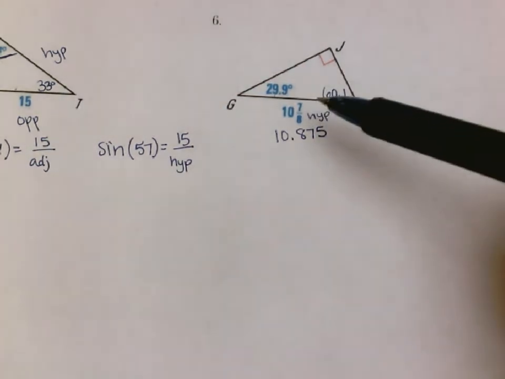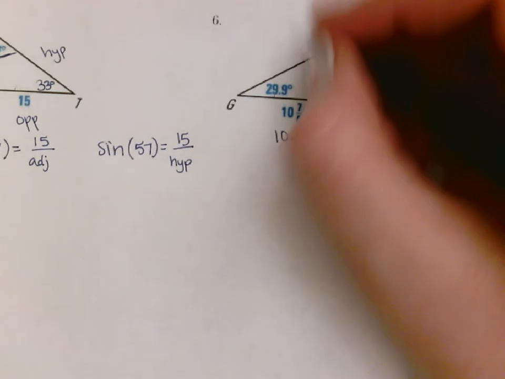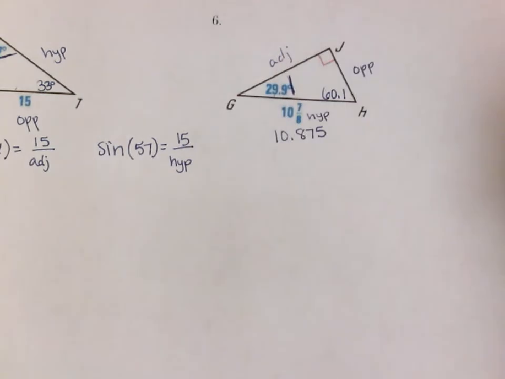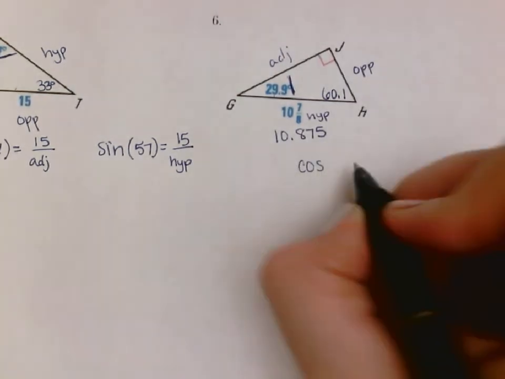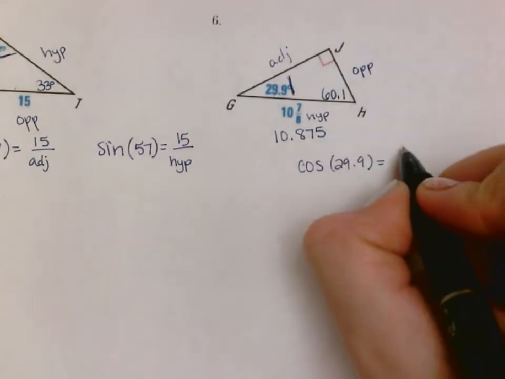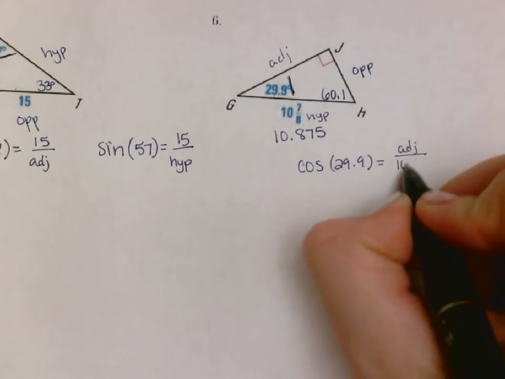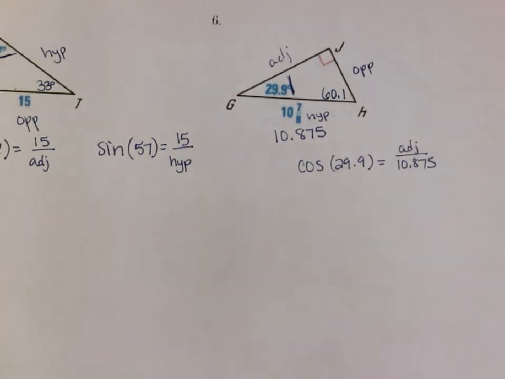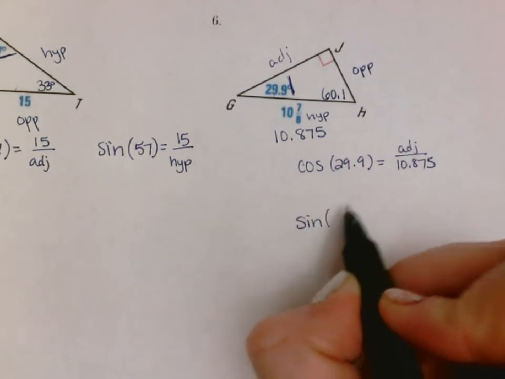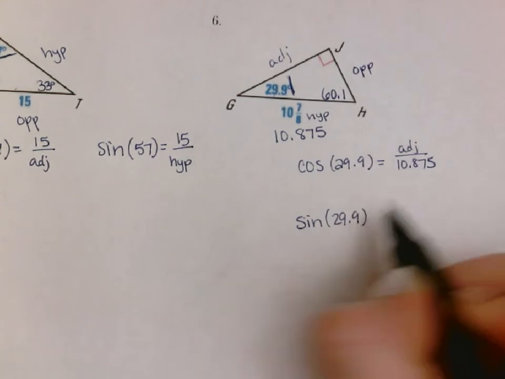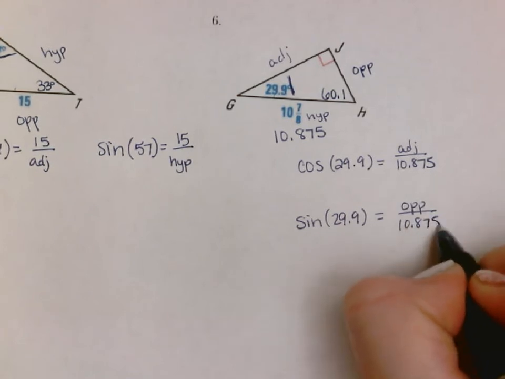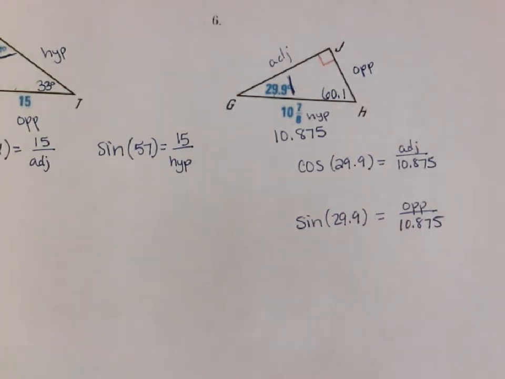On this one here, this is the hypotenuse. So I'm going to use sine and cosine. I'm going to do it based off the 29 degrees. So based off the 29 degrees, this is opposite. This is adjacent. So cosine of 29.9 is equal to adjacent over 10.875. And then sine of 29.9 is equal to opposite over 10.875. Cross multiply, these ones aren't too bad.